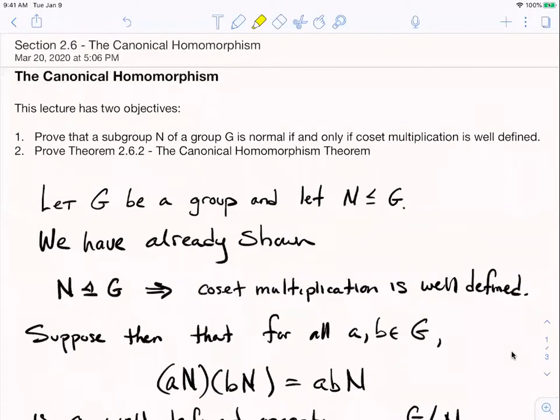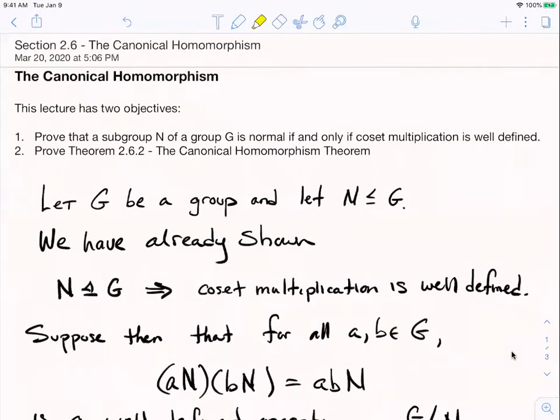One is that I want to prove that a subgroup of a group is normal if and only if coset multiplication is well defined. We saw last time that if the subgroup is normal, then coset multiplication is well defined. I'm going to show you that that's actually only if, that the only way coset multiplication is defined is for the subgroup to be normal. So in that sense, normal subgroups are the ones that we can make factor groups with.